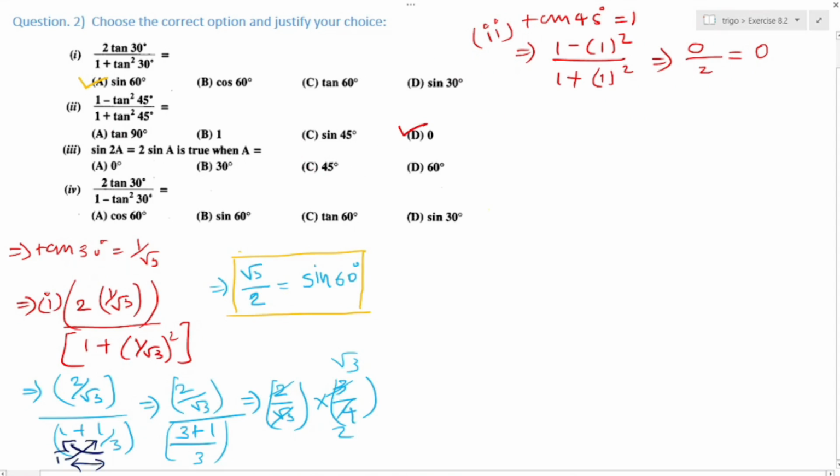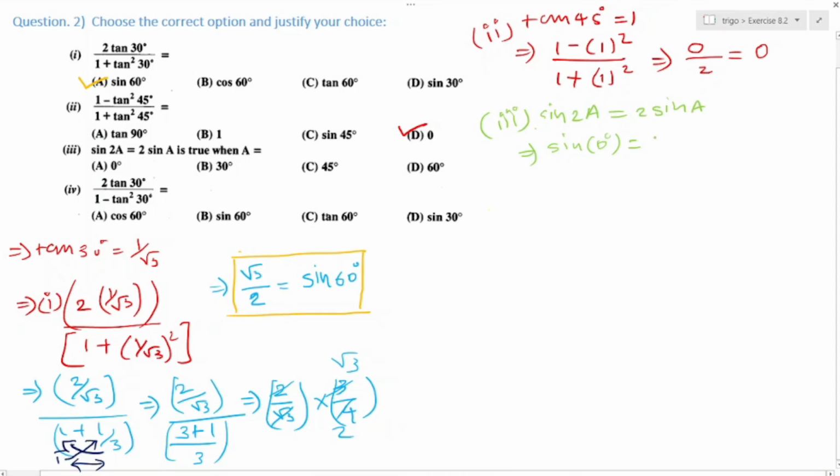Let's move to the next. Question number 3, right? Sine 2a is equal to sine a. Now sine 2a is equal to 2 sine a. Now it is very simple. We have to just put the values of any options here, and watch whether this equation comes true or not. So put the value of the first option here, 0 degree. So sine 2 into 0, which is 0, right?